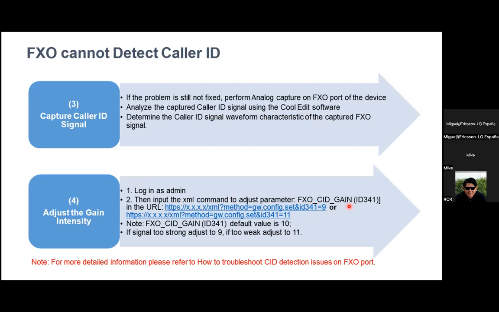We also have a manual for this, on how to troubleshoot CID detection, so we can also provide you this one. This is more on the advanced technical side, resolving the caller ID detection issue. Here, the default is 10. If the signal is too strong, you can adjust the value to 9. If it's too weak, increase the value of the CID gate parameter.